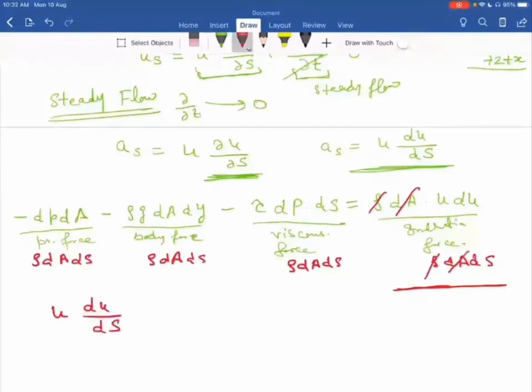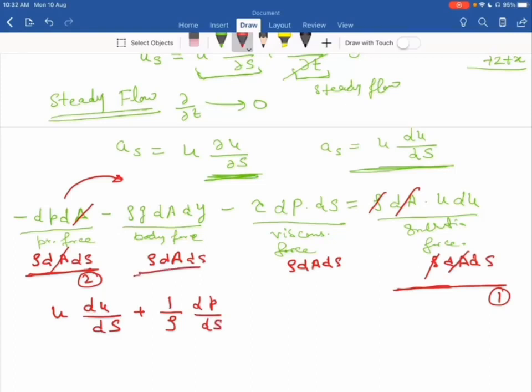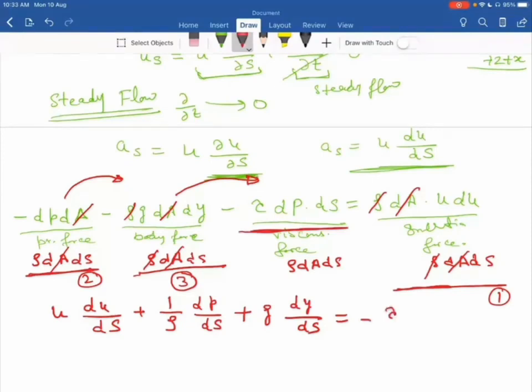Then I write the pressure force per unit mass, this term, and take it to the other side, where it becomes positive, so this becomes plus 1 by rho, dA cancels, dp by ds. Then the body force, also taken to the other side, again becomes plus; rho cancels with rho, dA with dA, so I am left with g dy by ds. Then I put the equal sign, and this force is left with a negative sign, equal to minus tau by rho dp by dA.